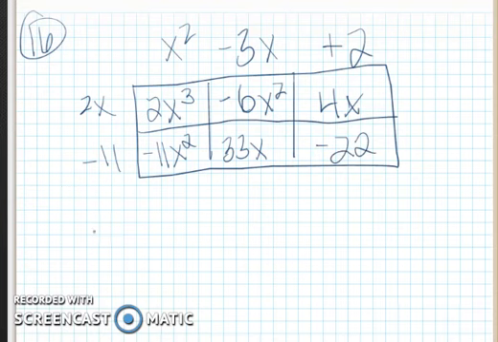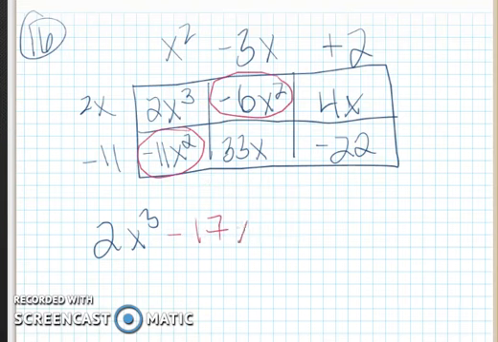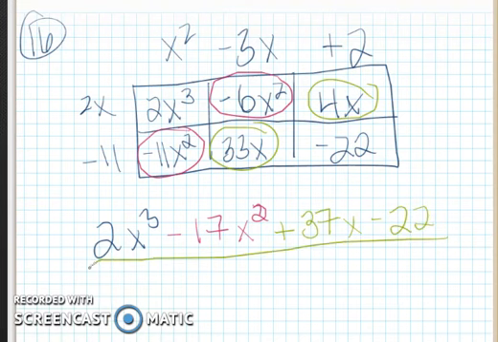Now we're going to combine like terms. 2x to the third has no like terms, but then we can go ahead and see that x squared and x squared are like terms. They're both negative, so they're going to add to give me a negative 17x squared. Negative 17x squared. And then again, we're going to be able to combine like terms with positive 33x and a 4x. They're both positive, so we add them together to give me 37x. And then negative 22 has no one to add with. But there's my final answer in the appropriate order.